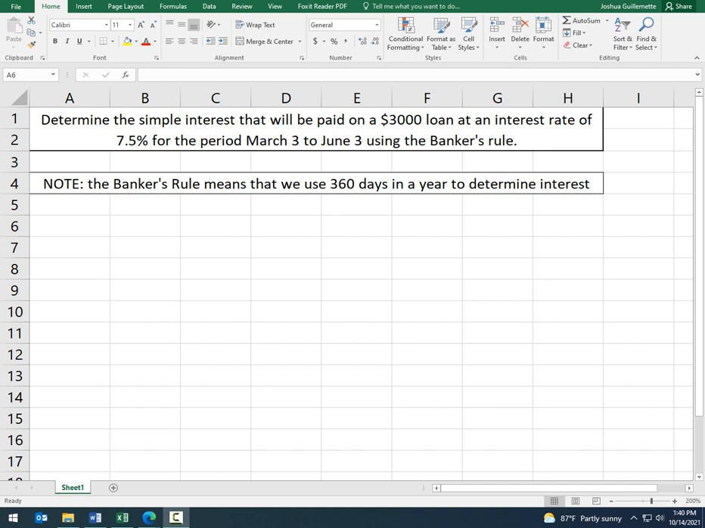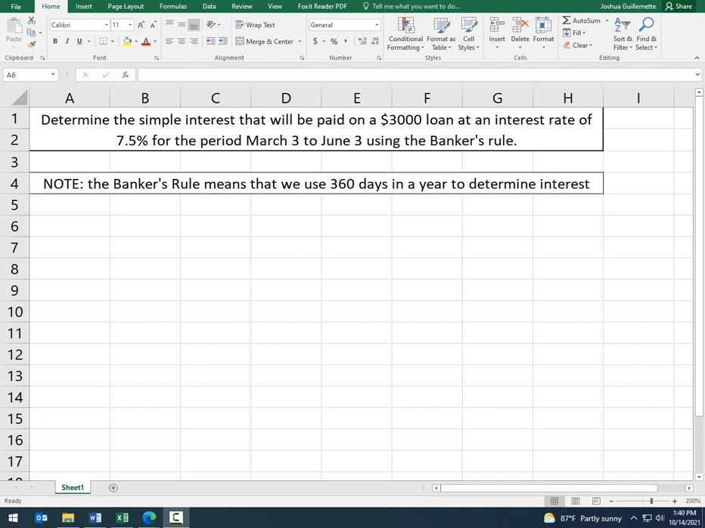Determine the simple interest that will be paid on a $3,000 loan at an interest rate of 7.5% for a period from March 3rd to June 3rd using the banker's rule. Now, for those of you who don't remember, the banker's rule means that we're going to use 360 days in a year to determine interest.